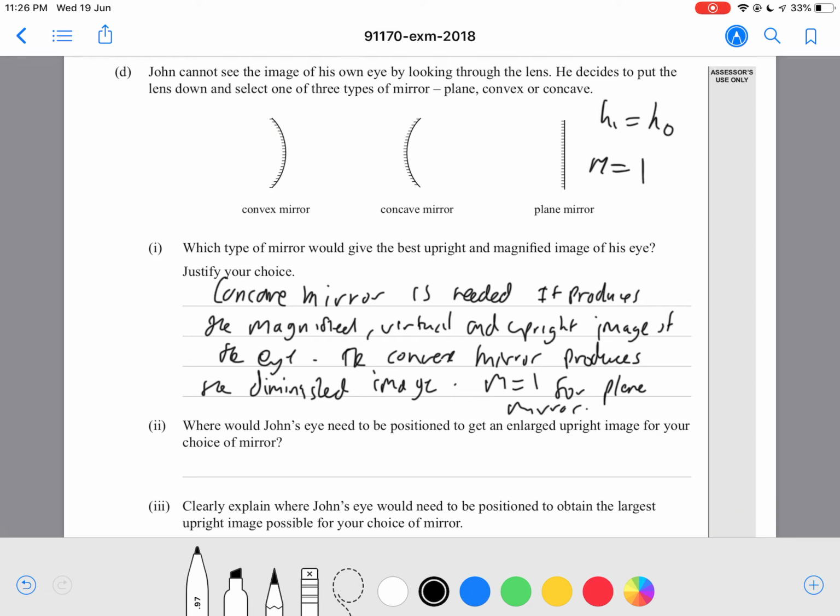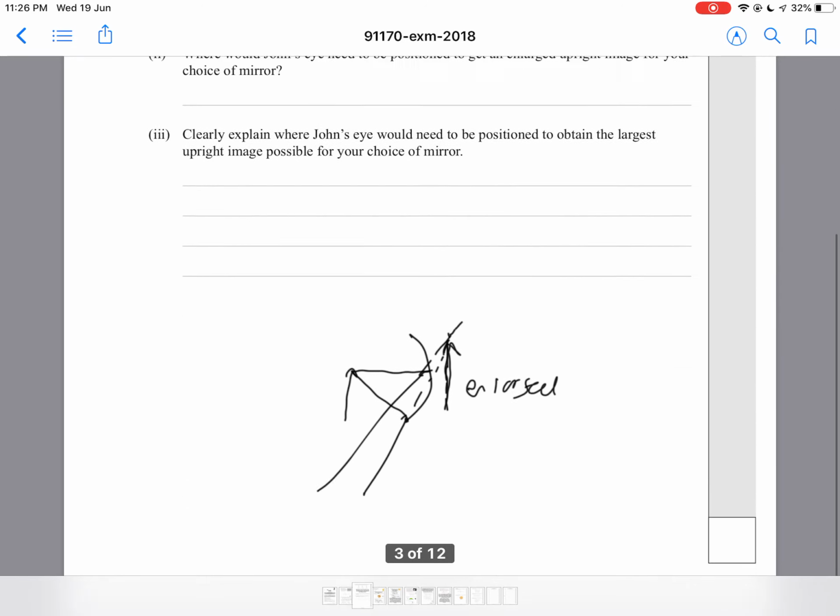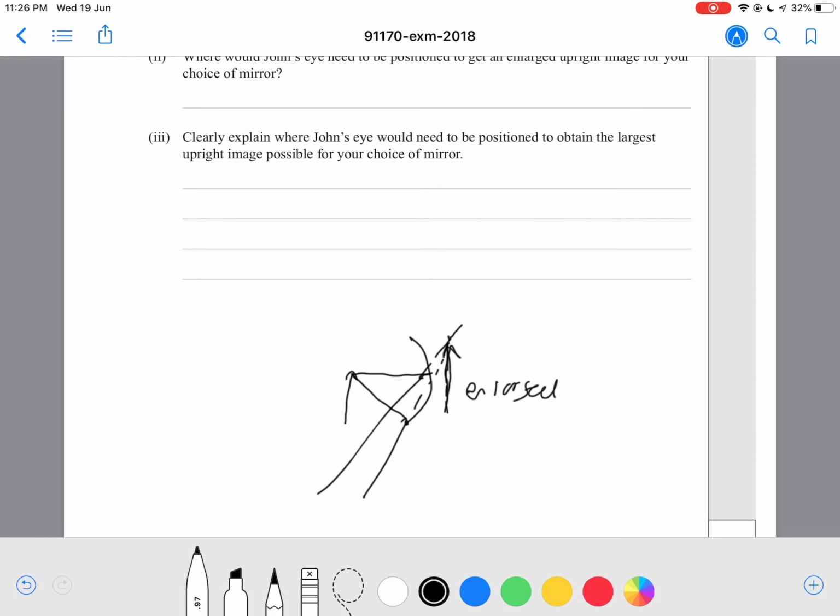And where would John's eye need to be positioned to get an enlarged upright image for your choice of mirror? For the concave mirror, we need to have our eye inside the focal point. If we have our axis here and our focal point here, our object needs to be inside the focal point. Let me do a demonstration. If we have our object inside the focal point, it's going to travel towards the axis.